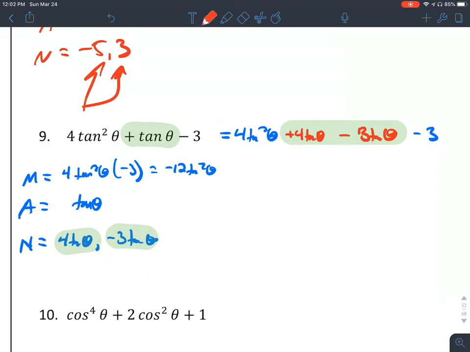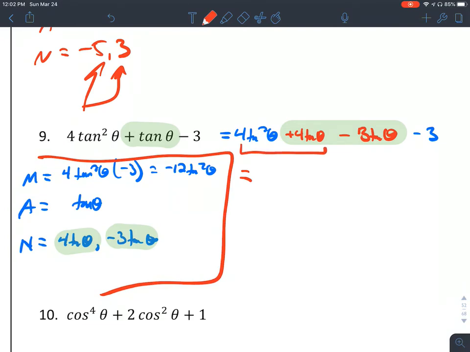Once you've split the middle term, this is extremely simple. This is the easiest type of factoring. It's the first type that you learned in algebra. You group the first two terms together, group the last two terms together. Find the GCF of each of those groups. The first group's GCF is 4 times tangent of theta. What are we left with? Tangent of theta plus 1. The second group's GCF is a negative 3. What are we left with? Tangent of theta plus 1.